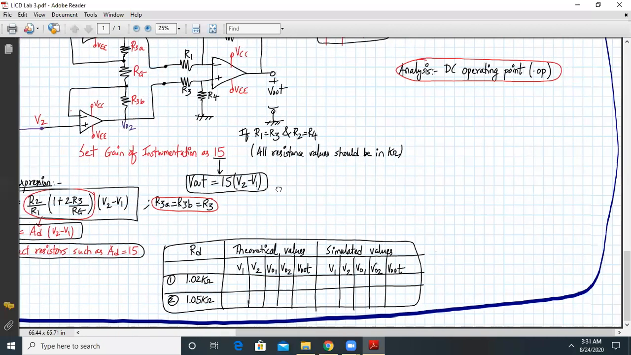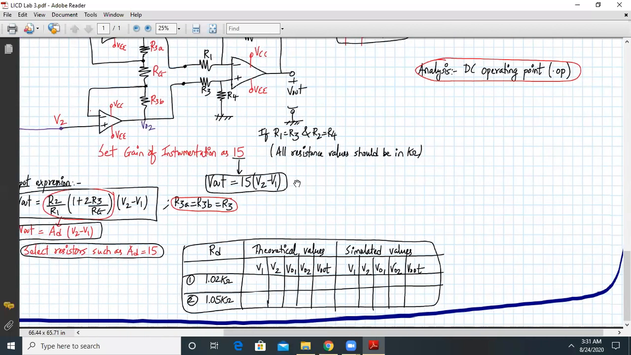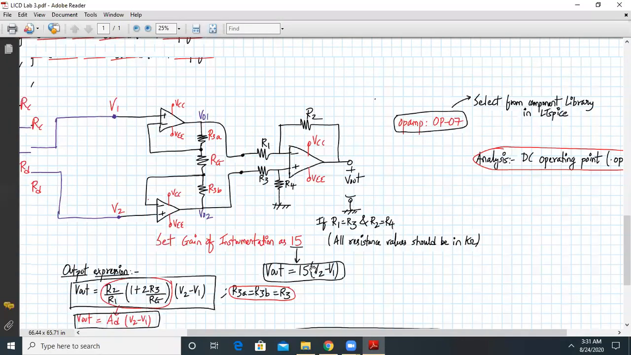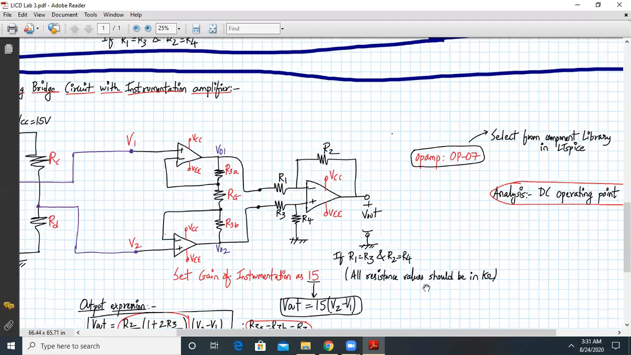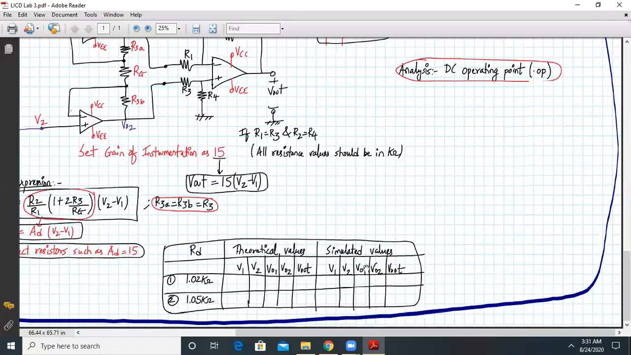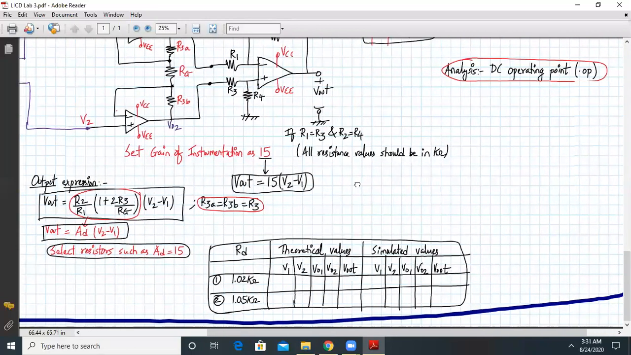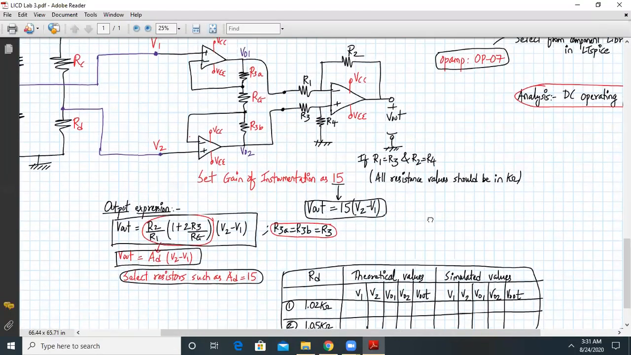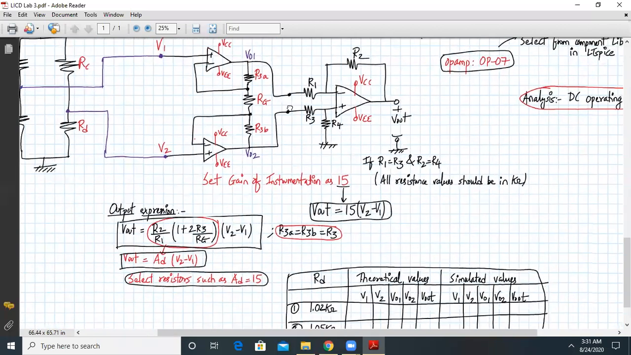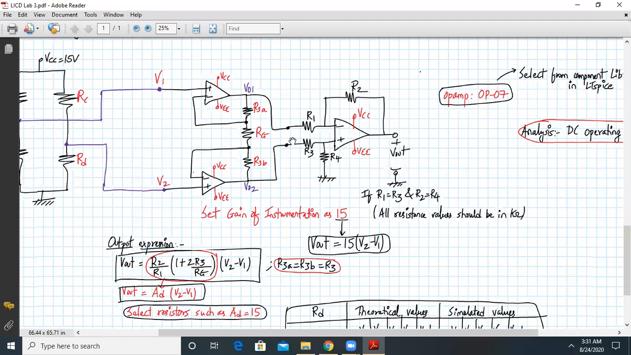Here is my observation table. Here we will note down the values of RD, with two values of RD, 1.02 kilo ohm and 1.05 kilo ohm. You note down the simulated values of V1, V2, VO1, VO2 and Vout. VO1 is over here, VO2 is over here. Similarly, calculate them in theory: V1, V2, VO1, VO2, and Vout. Here we haven't given the expressions of VO1 and VO2. You can easily refer to the expressions of VO1 and VO2 in the instrumentation amplifier derivation video.